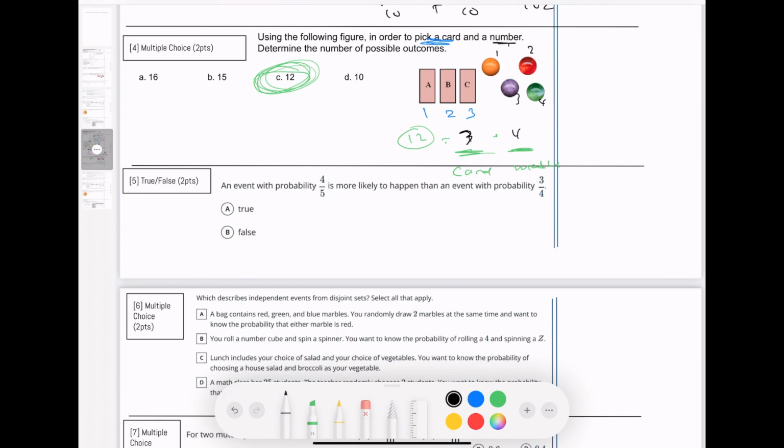True or false, the event 4/5, so I'm going to make this out of 100, because that is a common denominator of the other one. So I get 80 over 100. And over here is more likely to happen than 3/4. So I'm going to multiply by 25, because that would give me 75 over 100. Is 80 bigger or more likely than 75 out of 100? That is true. A is your answer.